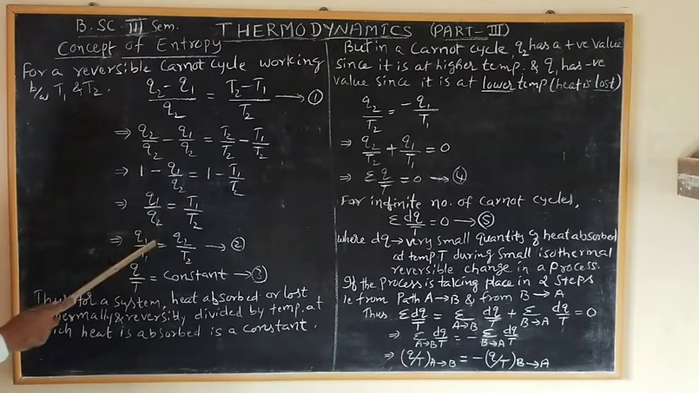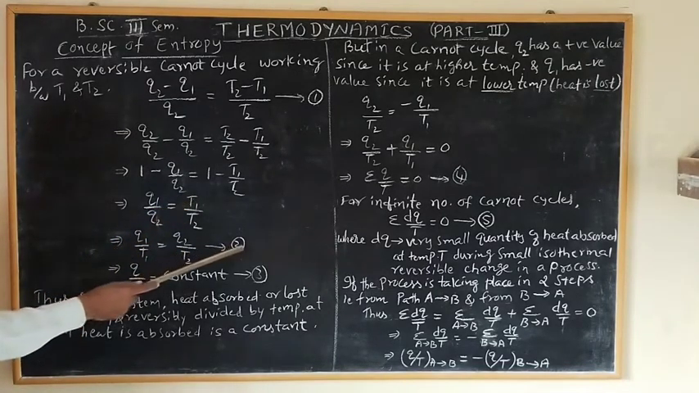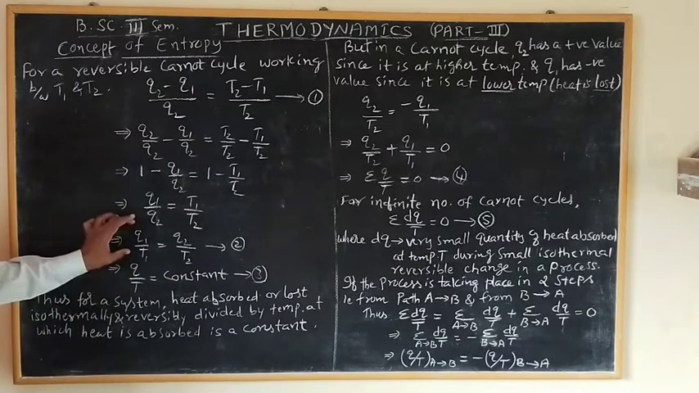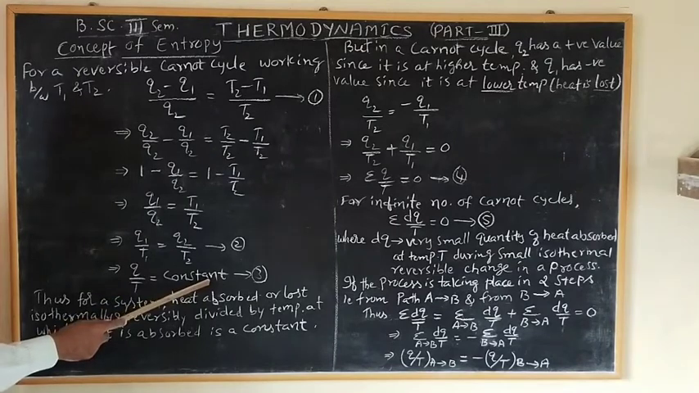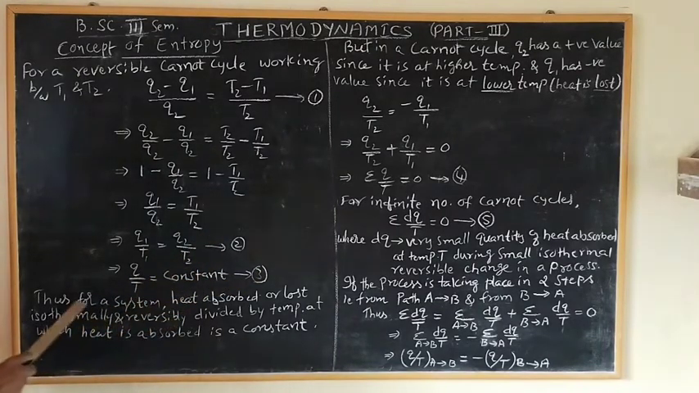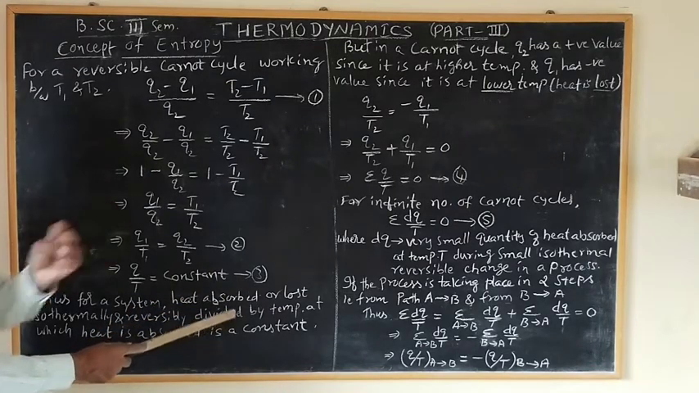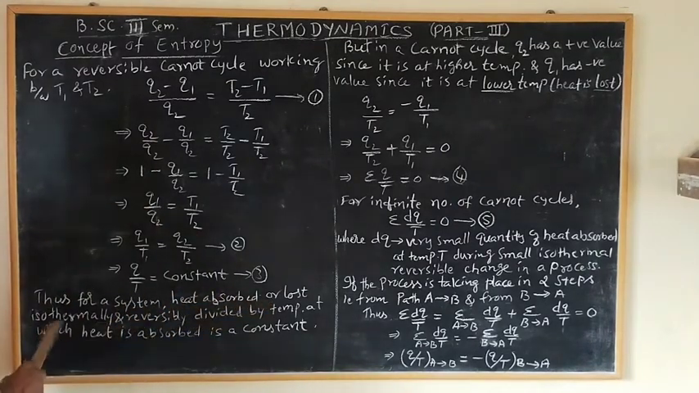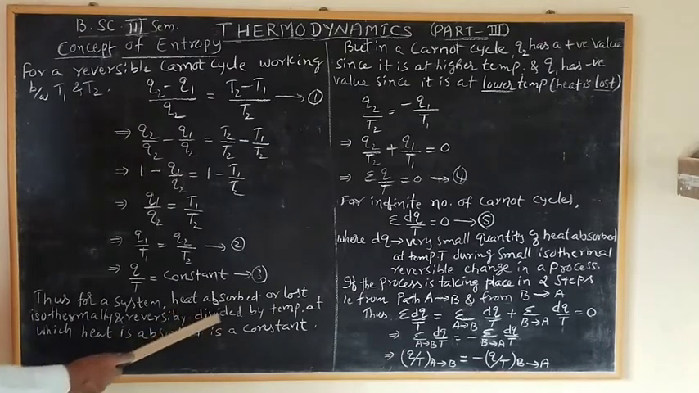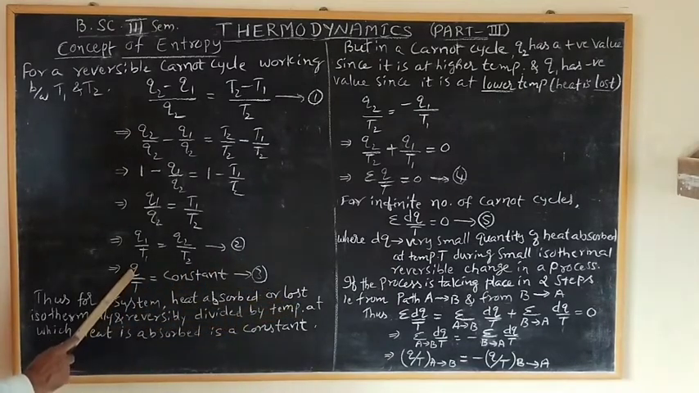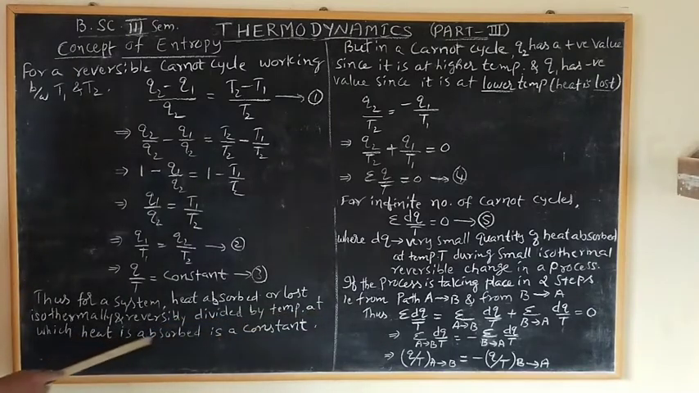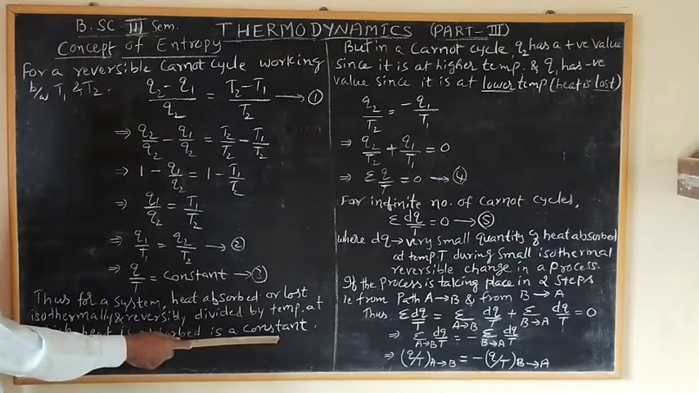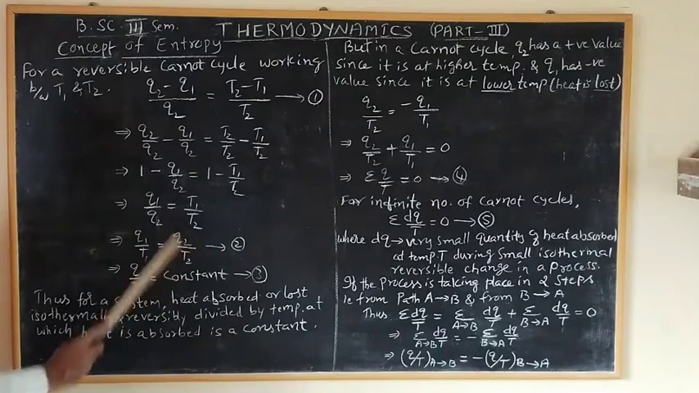Q1 by T1 is equal to Q2 by T2. Equation number 2: totally, it tells that Q by T is a constant value, that is, Q by T is equal to constant. This is equation 3. Thus, for a system, the heat absorbed or lost isothermally and reversibly divided by the temperature T at which heat is absorbed is a constant value.